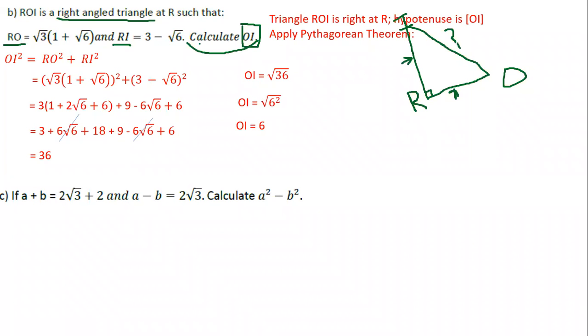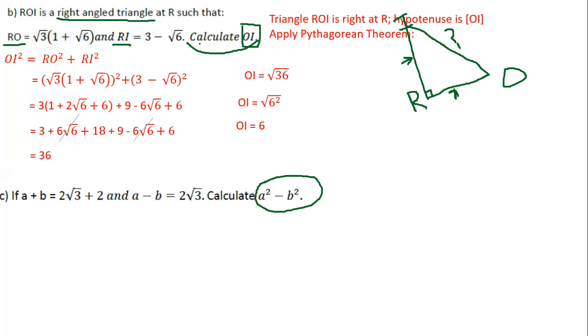No question. Okay, let me move to the last question, which is A plus B is equal to 2 radical 3 plus 2. So this is A plus B. A minus B is 2 radical 3. We should calculate A squared minus B squared. Who can tell me A squared minus B squared is equal to what? Come on. A minus B into A plus B. Bravo. A squared minus B squared is a rule, a remarkable identity.